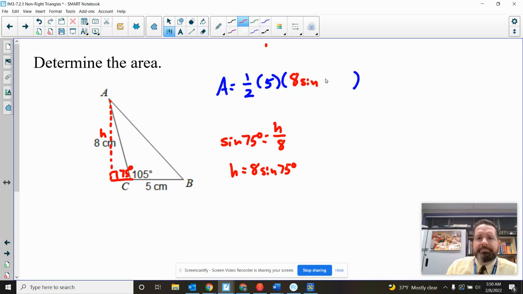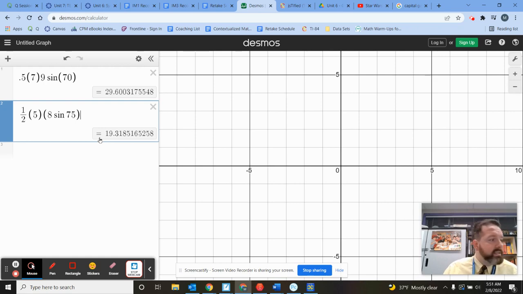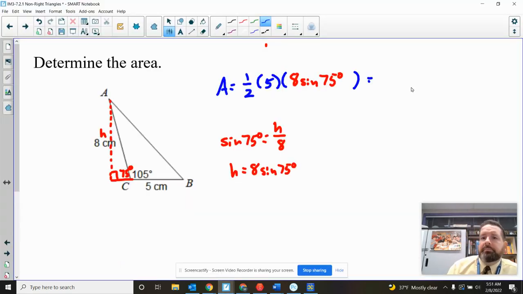75 degrees. Throw all this into the calculator machine. So half times 5 times 8 sine 75 degrees. About 19.3 square centimeters. There you go. Notice again, didn't do any rounding until the final step. That's the only place my rounding should occur.